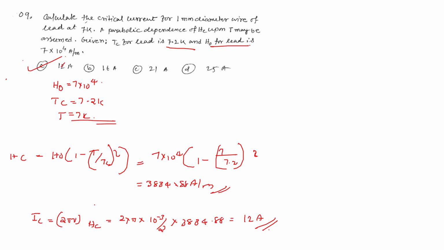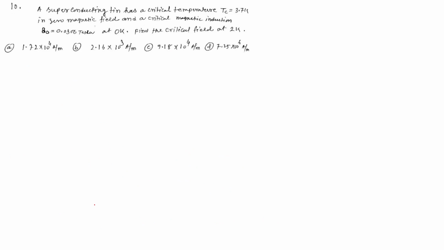We'll go to the last problem today. A superconducting tin has a critical temperature Tc of 3.7 Kelvin in zero magnetic field, and a critical magnetic induction B0 equal to 0.030 Tesla at 0 Kelvin. Find the critical field at 2 Kelvin.